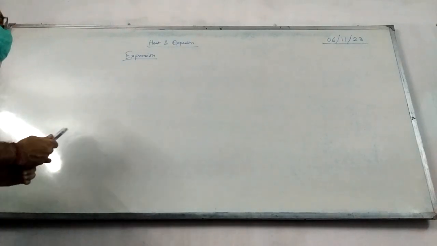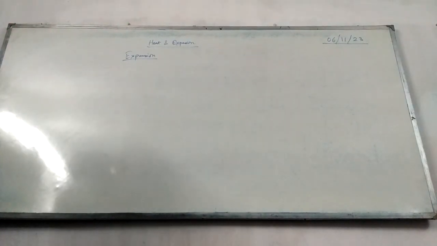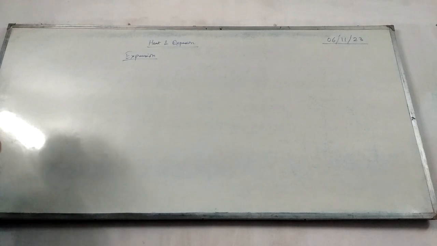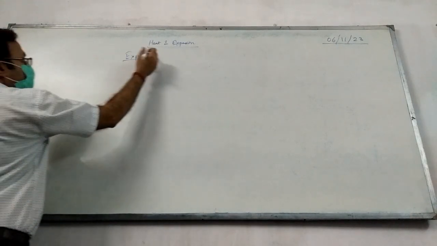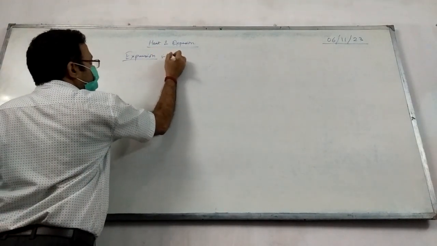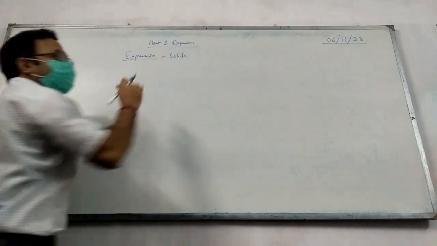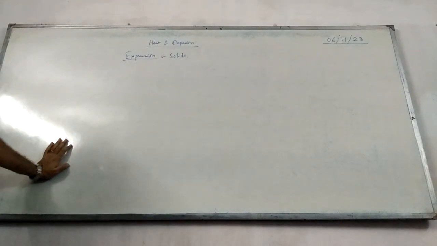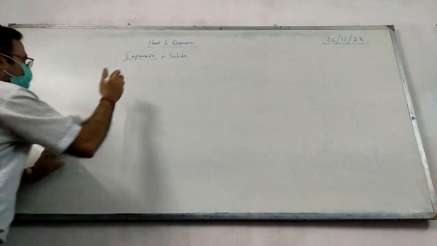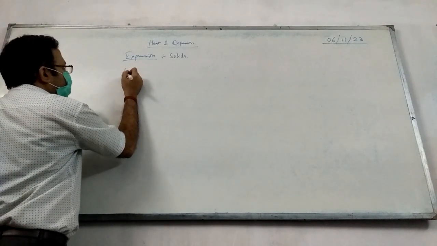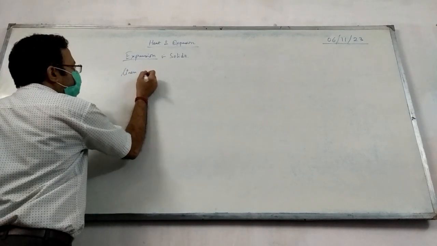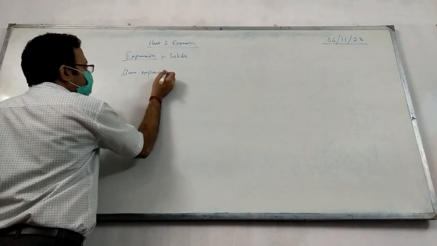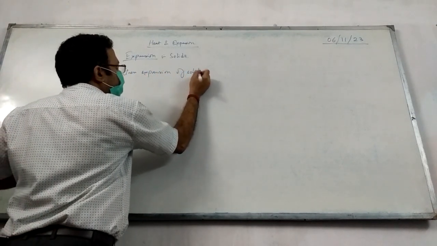So now the reason for expansion is known to us, and we need to analyze expansion for solids. First we are doing expansion in solids. Since solids have their own shape and size, there are three different types of expansion for solids: linear, superficial, and cubical. First we will say linear expansion of solids.